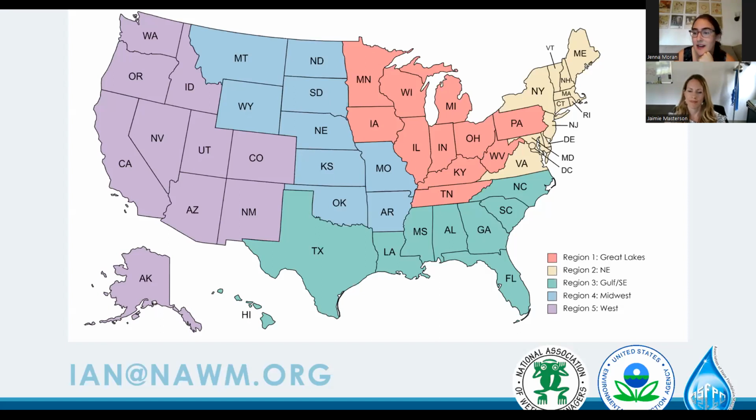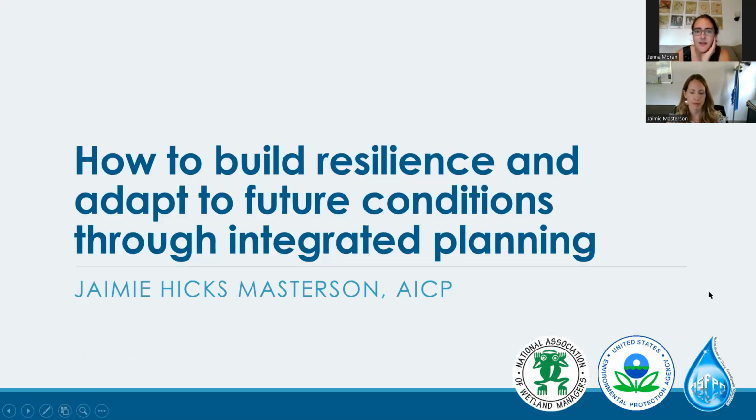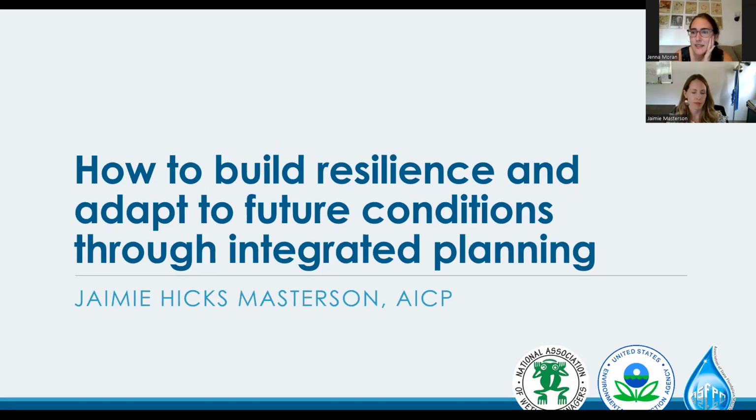Okay, so now I would like to introduce you to Jaimie Hicks Masterson. She is going to talk with us today about how to build resilience and adapt to future conditions through integrated planning, and more specifically, a process called the Plan Integration for Resilience Scorecard, which is designed to help communities build resilience through plan integration for local decision-making.